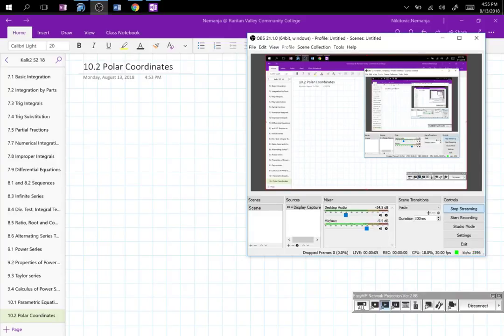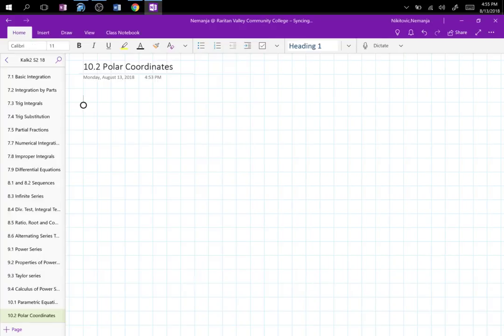What even happened in chapter 9? Hello and welcome back to Calculus 2. This is section 10.2 on polar coordinates, and then we are going to transition into 10.3, calculus in polar coordinates.